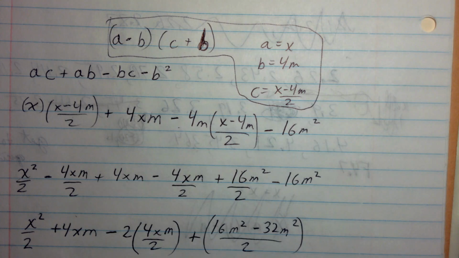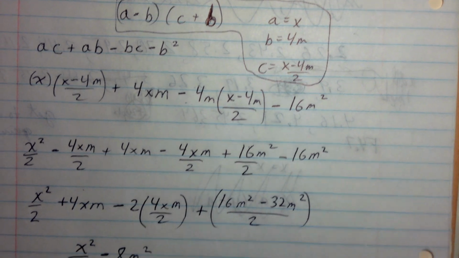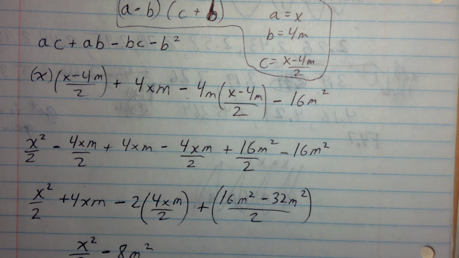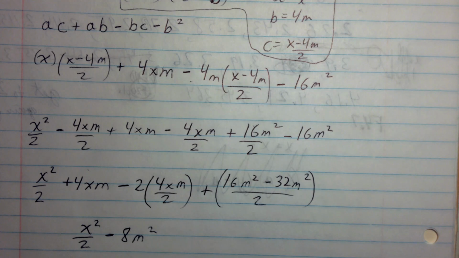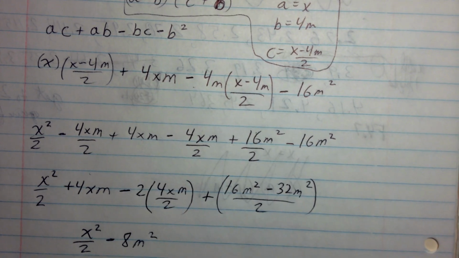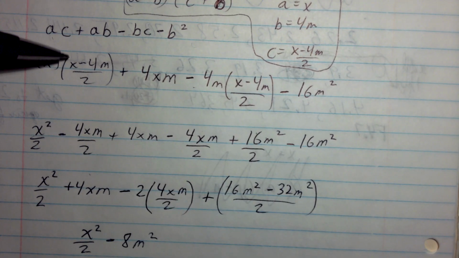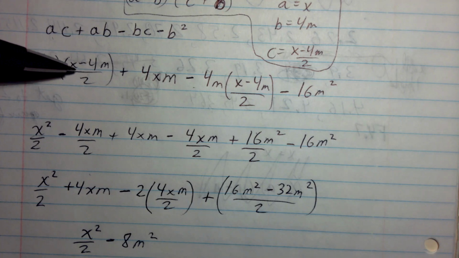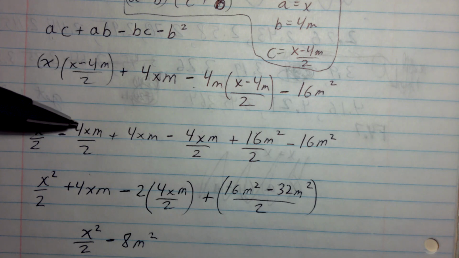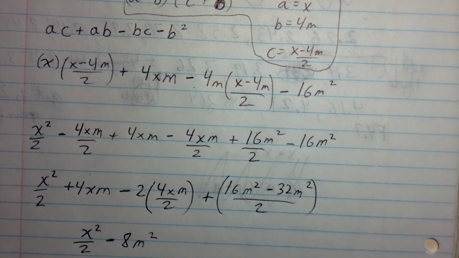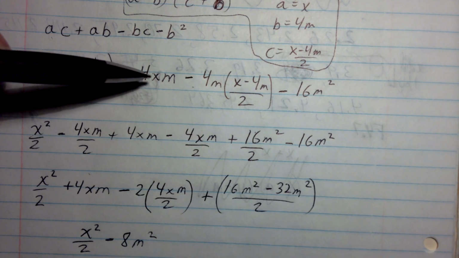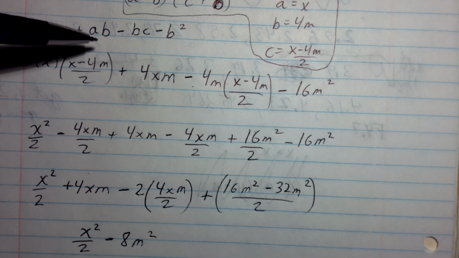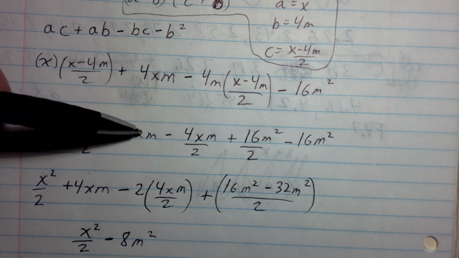I'm going to go through this very quickly. Pause this and look at it and scrub it a little bit and make sure it makes sense to you. Taking A as x, A times C, that's this, simplifies to x squared over 2. So that's x times this x, and then x times this minus 4m, so this is minus 4xm over 2. I've got this 4xm, that is A times B, that's going to come straight down here.